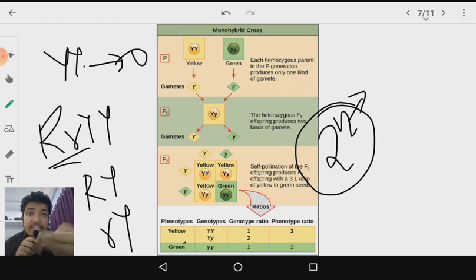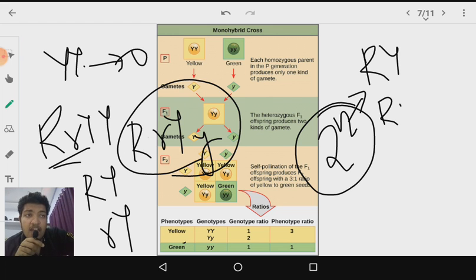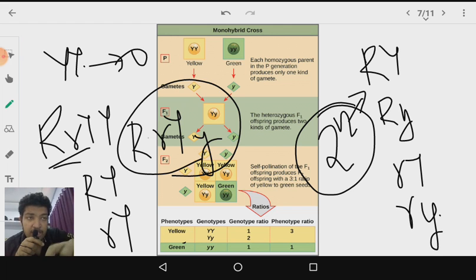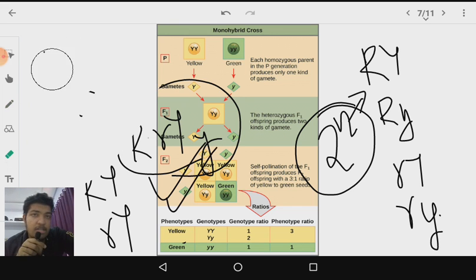Next one is the case of capital R, small r, capital Y, small y. So in this particular case, it is having two heterozygotes, so it will be able to produce 2 raised to 2, that is 4 different types of gametes. And what are those 4 different types of gametes? One is capital R, capital Y, capital R, small y, small r, capital Y, and small r, small y. So these are the different types of gametes which can be produced from capital R, small r, capital Y, small y. So now let us talk about the monohybrid cross.